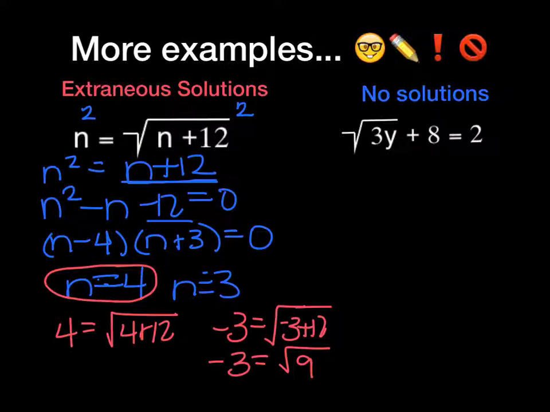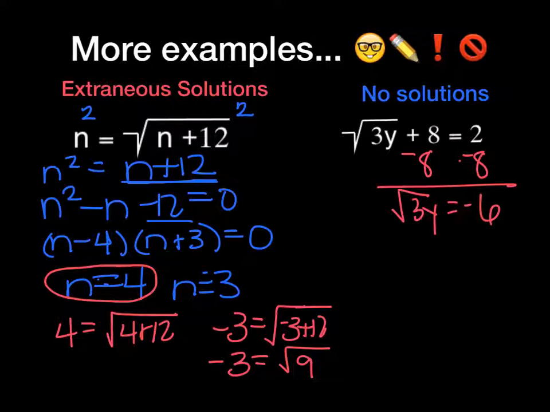And last but not least, you're going to have some equations without a solution. So we're going to try to isolate our variable by subtracting 8 on both sides. So you get the square root of 3y is equal to negative 6. Well, I can tell you right now you can stop because you cannot take the square root and get a negative number. That would mean that the number underneath has to be negative, which you do not get a real solution. But let's just continue through the process.